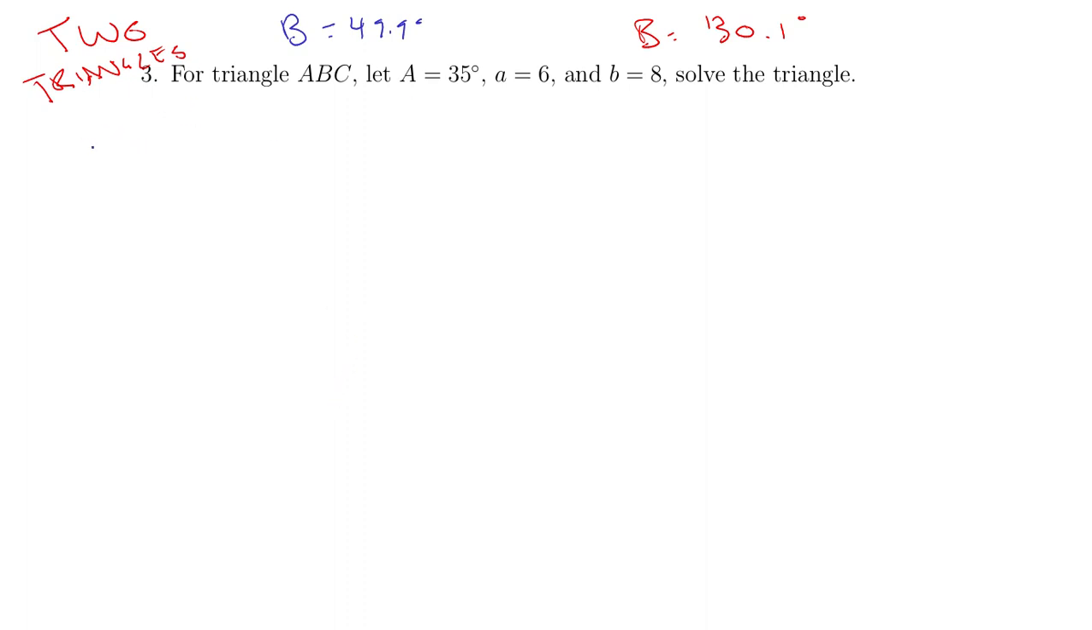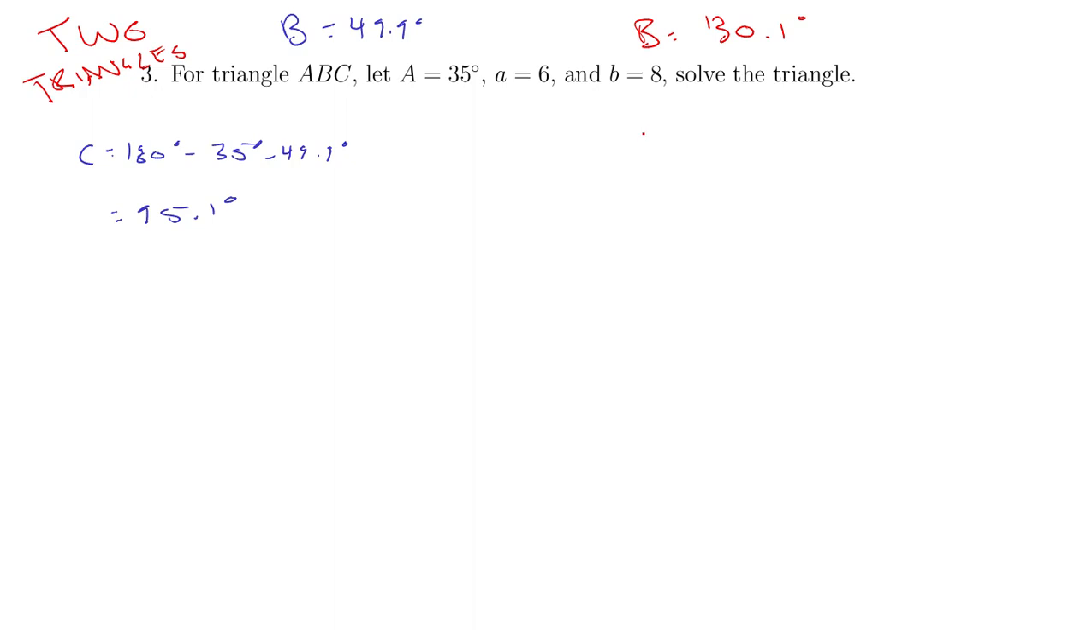I know the third angle. I'll do the blue one first. I know C is 180 degrees minus 35 degrees minus 49.9 degrees. Let me grab a calculator because I don't trust my mental math today. 180 minus 35 minus 49.9. That's 95.1. And so now you can find lowercase side length C. And I'll let you do that in a sec.